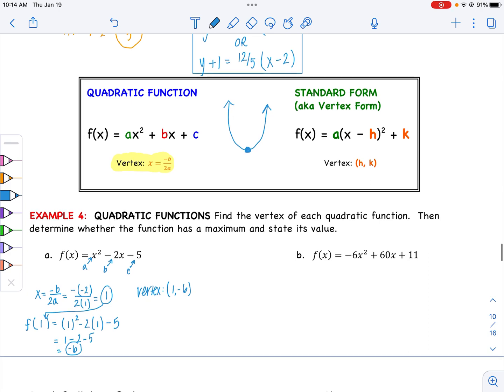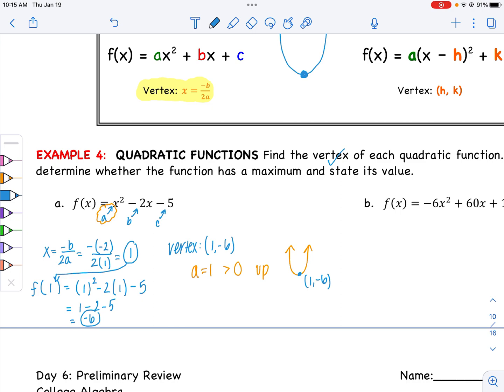So with example 4, we wanted to find the vertex, then determine if it's a max and state its value. To determine if it's a max, we have to see what way it faces. Well, looking at our a value, we always look at the a value. Since the a value is 1, which is greater than 0, we know the graph opens up. So if I were to graph, it would look like this, and it changes direction at the point (1, -6). So because it opens up, that means it's going to have a minimum. This is the smallest value.